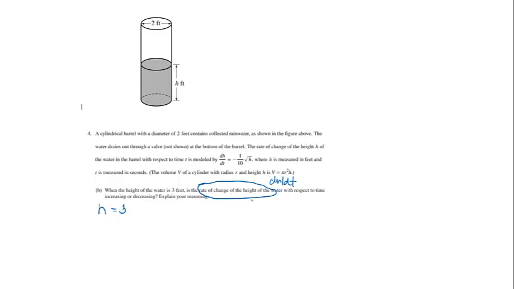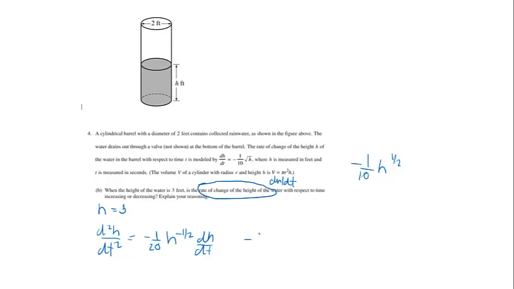And if we want to know whether something is increasing or decreasing, we have to take the derivative. So we have to take the derivative of dH/dt. So we're going to have to get the second derivative of that. Okay, when I do that, I'm going to rewrite this as -1/10 h^(1/2). So when I go to take the derivative of that, I'll get -1/20 h^(-1/2) dH/dt.